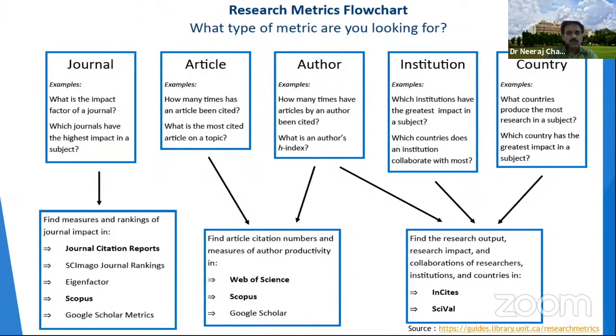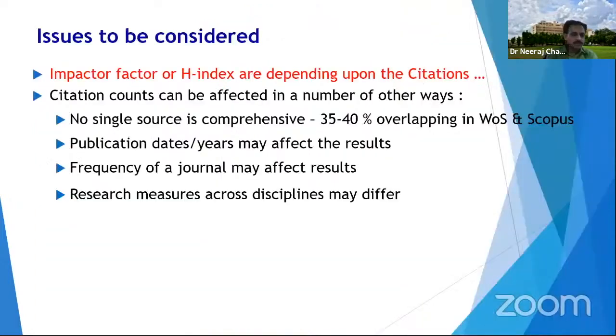This slide will give you the complete detail about different kinds of metrics, like for journal level metrics, what kind of metrics are available, for article level or author level metrics, what are the metrics which can be used for institution or country, and what kind of metrics are used for different purposes. So this slide will give you the complete flow chart about the metrics.